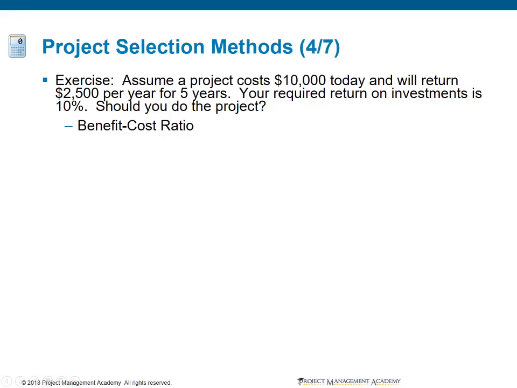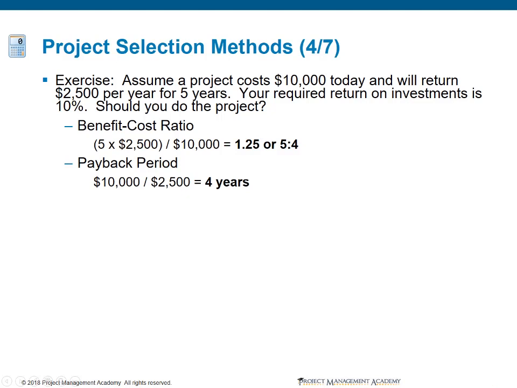The benefit to cost ratio. The benefit will be $2,500 times 5, or $12,500, to a cost of $10,000. If we go ahead and divide both sides by 2,500, we have a ratio of 5 to 4. And we can go ahead and divide that by 4 and get 1.25 units of benefit for every 1 unit of cost that we spend. Payback periods. How long will it take to recoup our initial investment? Well, for making $2,500 per year, after 4 years, we'd be able to pay back the original $10,000.